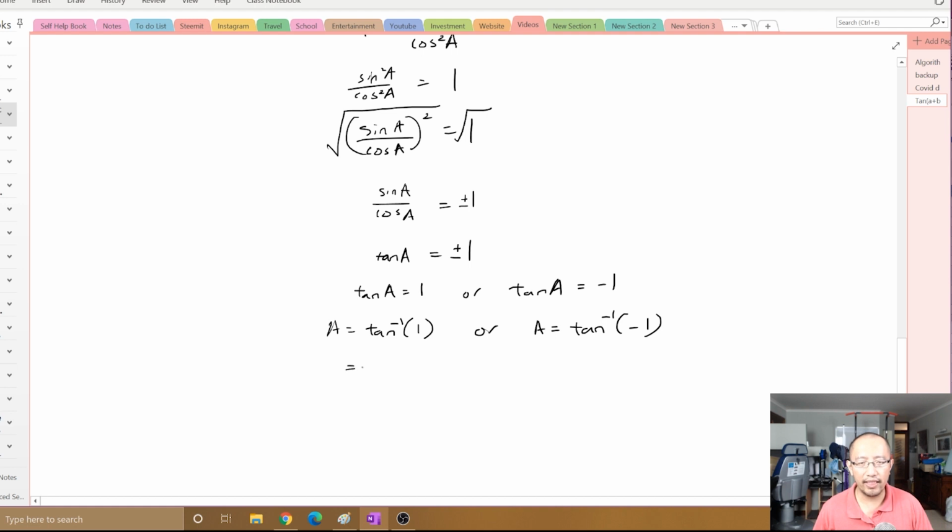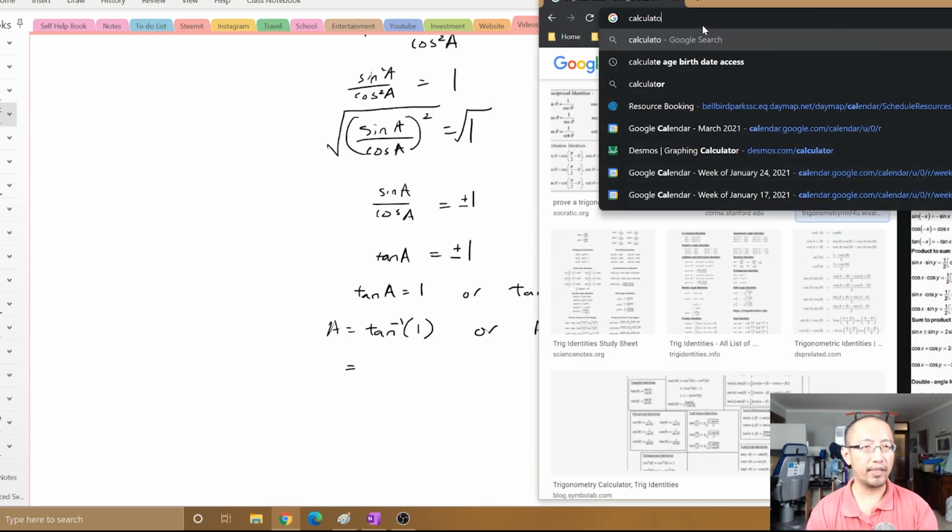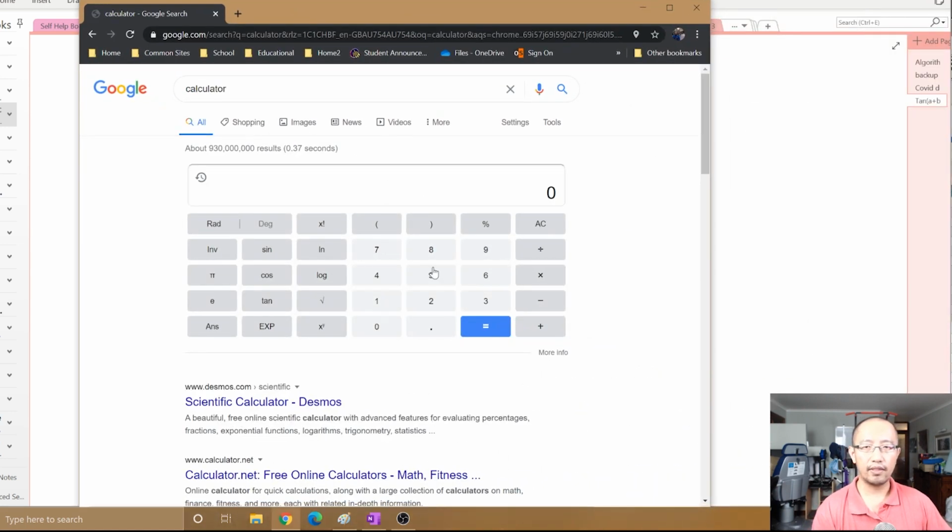Okay, and you can simply put it in the calculator to get your first answer at least. But it should be 45 degrees. So let's try putting that in the calculator. Let's just type calculator into Google. Okay, so you go inverse tan. Let's put it in radians. Inverse tan 1. Right, so 0.785, which is the same as 45 degrees.